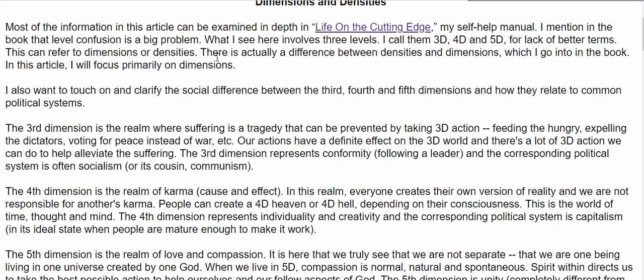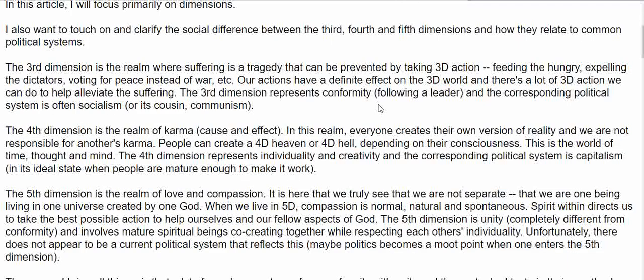I'll focus primarily on dimensions. I also want to touch on and clarify the social difference between the 3D, 4D, and 5D dimensions and how they relate to common systems, which I'm not going to talk about, the shenanigan systems or corrupted systems.